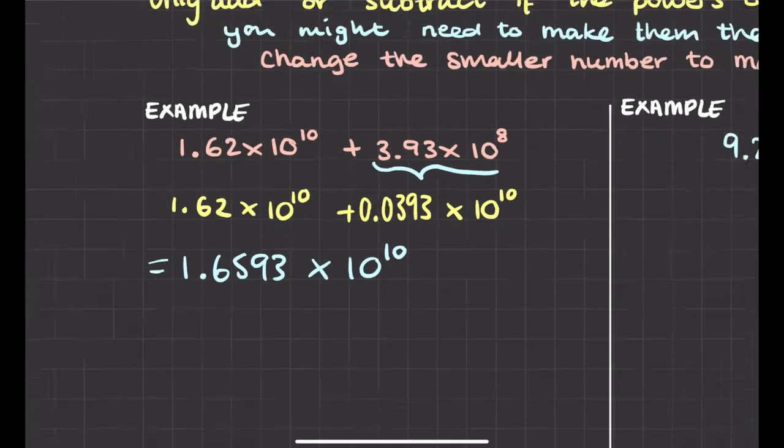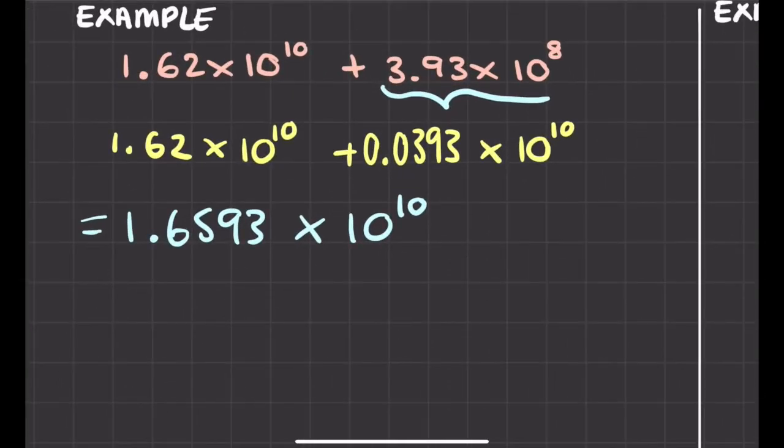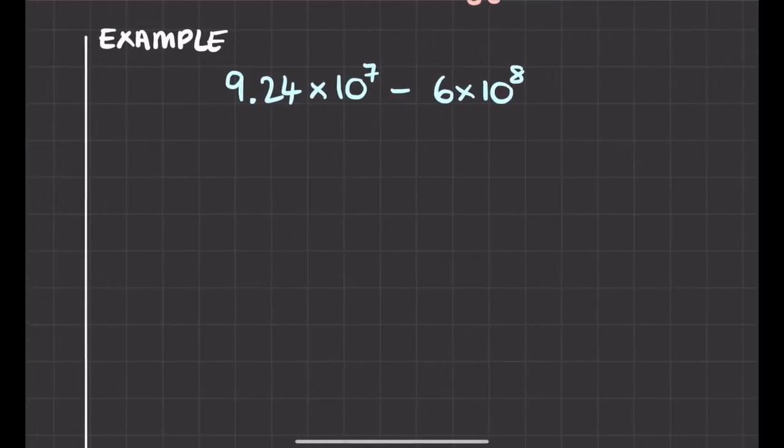Now the reason why we changed the smaller number and not the bigger number is because if we changed it the other way around, then this number at the front wouldn't be between 1 and 10, and we want it to be a number between 1 and 10, otherwise it's not in standard form. Okay, so let's have a look at another example, this time of subtraction.